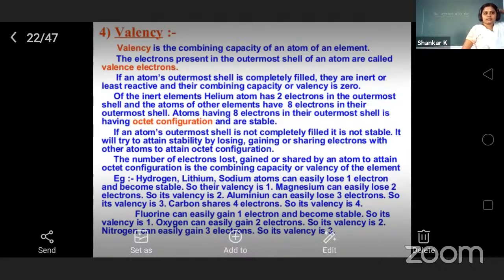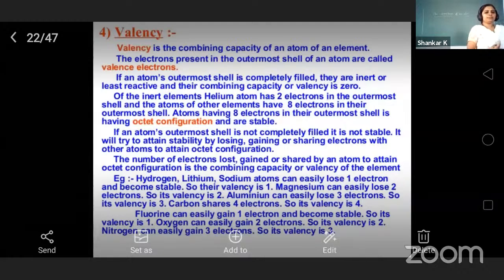It will try to attain stability by losing, gaining, or sharing electrons with other atoms to attain the octet configuration. You know that in the first orbit 2 electrons will be present. If there are more electrons, they move to the next orbit. So the number of electrons lost, gained, or shared by an atom to attain the octet configuration is the combining capacity, or valency, of the element.